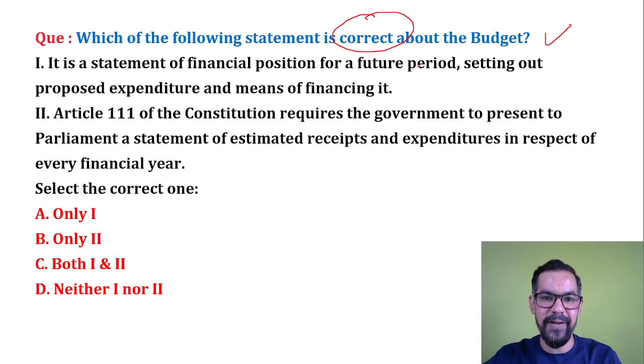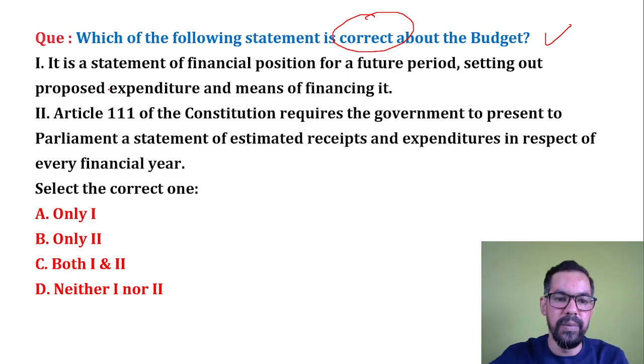So these are the statements given below which are related to the budget, so you have to identify the correct one. It is a statement of financial position for a future period, setting out the proposed expenditure and means of financing it. So which is the correct one?